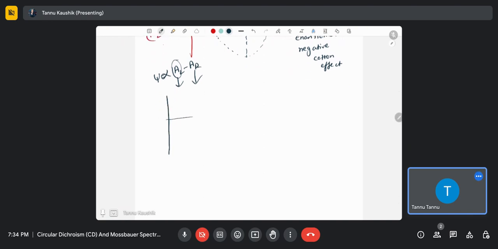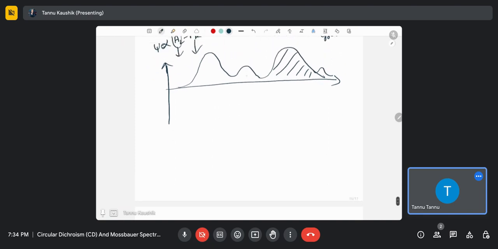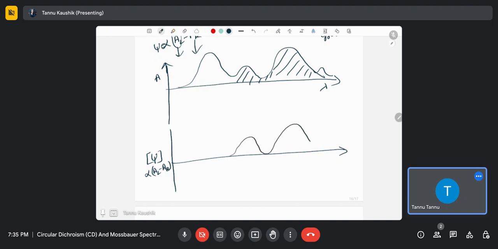So if we have an absorption spectra, and we record a CD spectra corresponding to it, in the region where we find the curves in the CD spectra, we can say that that particular region is optically active.